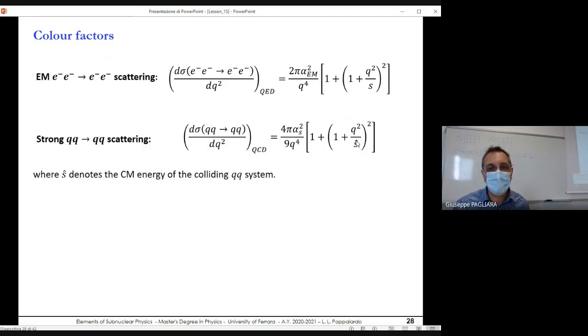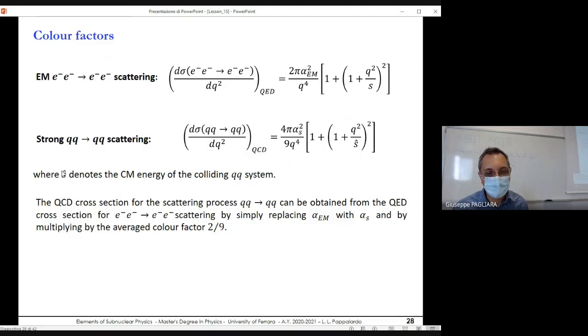In this case, you have s hat. The reason is that this corresponds to the squared center of mass energy of the quark-quark interaction. But you can never make a beam of quarks or a target of quarks. You can only use hadrons, right? So you have to scale the center of mass energy of your hadron collision into the one you need here for the quark-quark collision. So the value x is different. This will be more clear even later in the course.